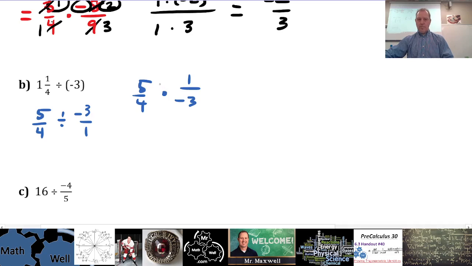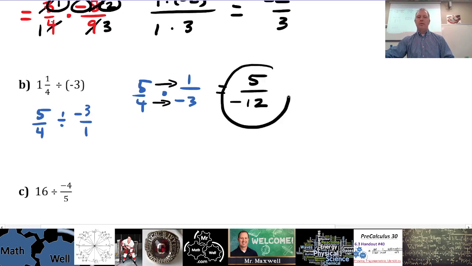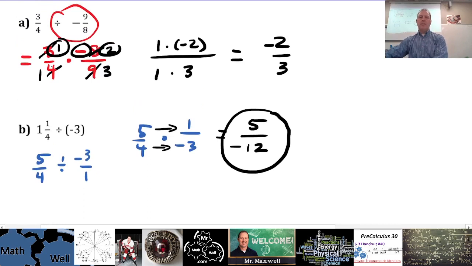Before I multiply straight across, I want to look to see if there's any simplification I can do. Doesn't look like 5 and 3 can simplify, or 1 and 4 can simplify. So now I just multiply straight across, and I get 5 over negative 12. And again, that negative could be on the top, on the side, or on the bottom. Questions? Yep.